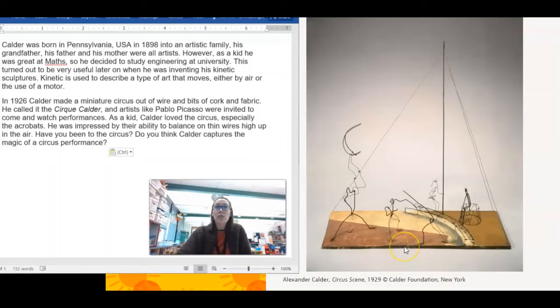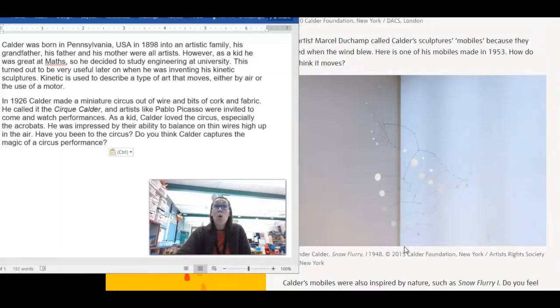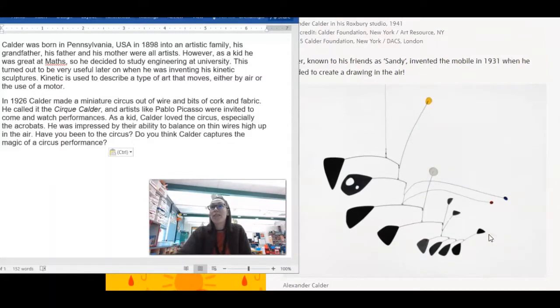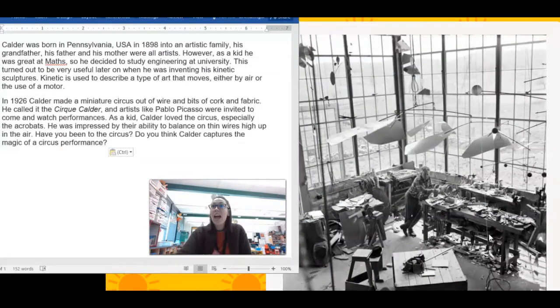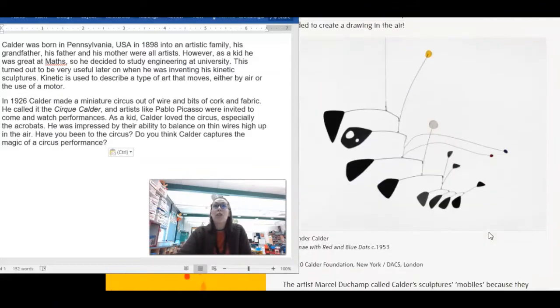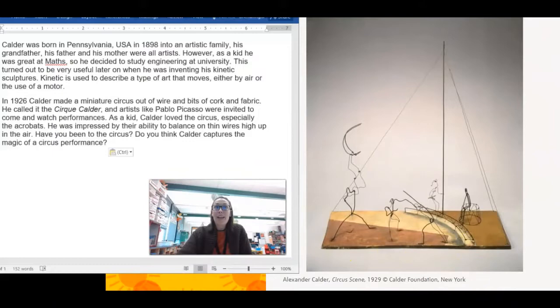Kinetic is used to describe a type of art that moves either by air or by motor. Here you'll see one of his kinetic sculptures. They kind of look like mobiles. You know, those things you put over a baby's crib? And they swirl around. Well, we're going to watch a short video inspired by Alexander Calder's circus scene right here. Oh, over here. Sorry, guys.